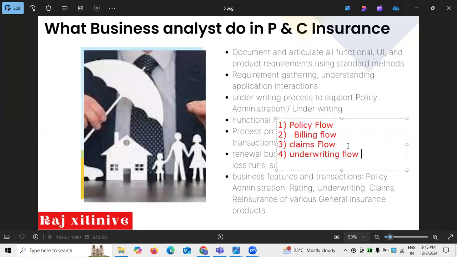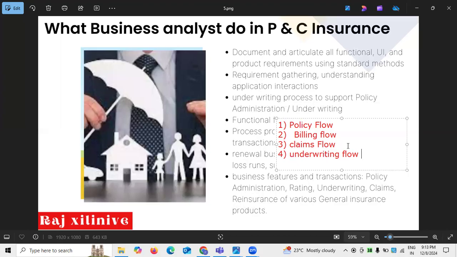One is about the policy flow, which insurance companies majorly do. Their business is to create new policies and renew the policies. This is the major business they do. In connection to that, whatever required financial flow process will happen. That's where generally billing comes into the picture.